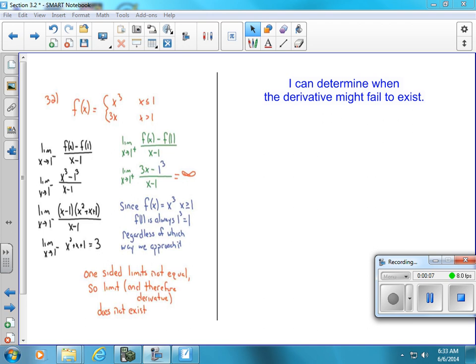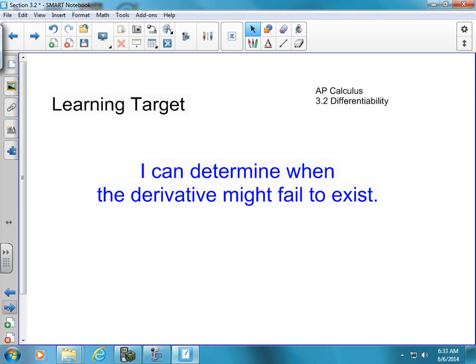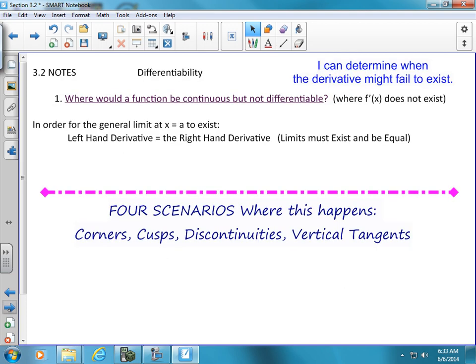Anyway, we're going to determine when the derivative might fail to exist. This is section 3.2, and we're going to do this in one day. There are 4 different cases where the derivative may not exist.